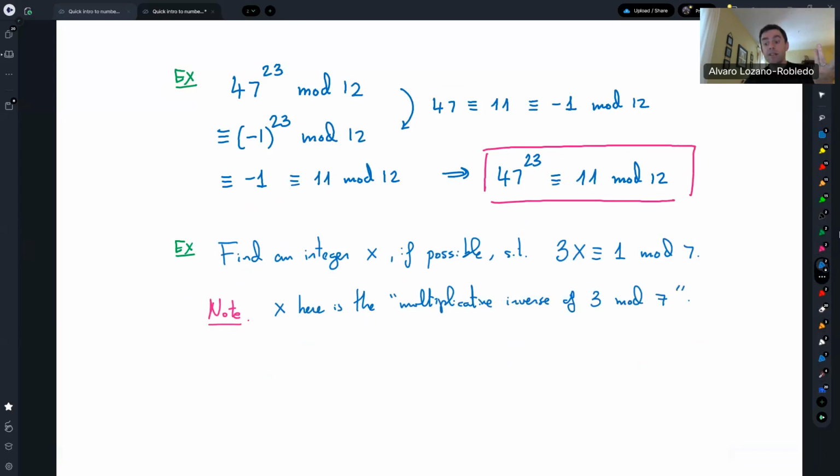Because x is the number such that 3 times x is 1. So x is playing the role here, not exactly because it's going to be an integer, of a third in modulo 7 arithmetic. Of course, there is no integer such that 3 times an integer is 1, but there is an integer such that 3 times an integer is congruent to 1 modulo 7. So I do have multiplicative inverses modulo 7, while I do not have a multiplicative inverse of 3 in the integers. I have it in the rational numbers. Okay, so how do we do that?